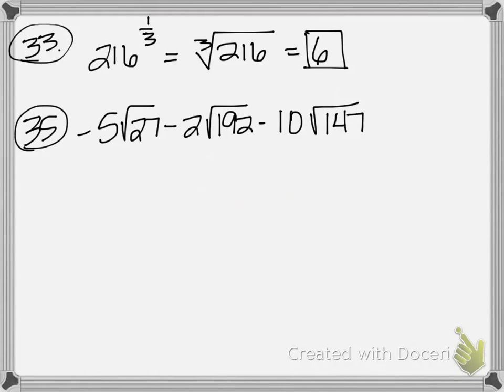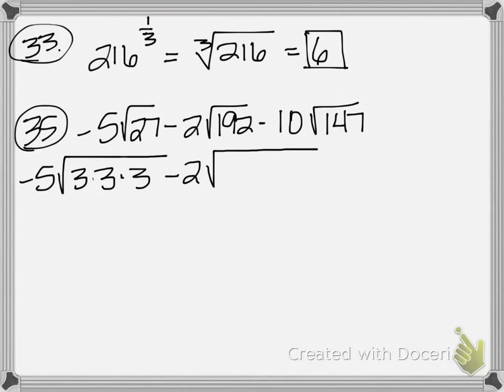On 35, we are asked to add or subtract, and we have a lot of subtraction going on in this problem. But recall with radicals, they have to be like radicals. And right now, 27, 192, and 147 are not like radicals. But we're going to simplify all three of these first, and then see if they end up being like radicals. So we have to simplify all three of these. Now I know that 27 is the same thing as 3 times 3 times 3, so I tend to go with their prime factorizations.